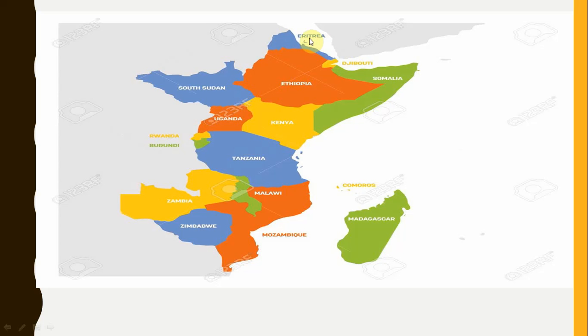We have here to the north Eritrea, Djibouti, Somalia, Ethiopia, South Sudan, Uganda, Kenya. Here we have Rwanda and Burundi, Tanzania in the middle, Malawi, Zambia, Zimbabwe, Mozambique, Comoros, and Madagascar.